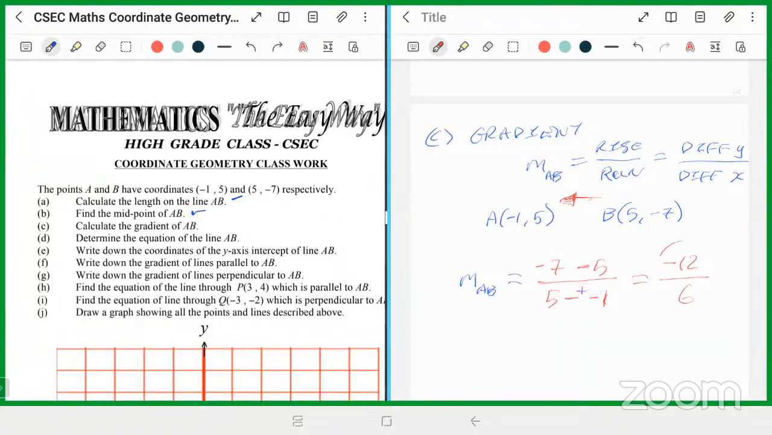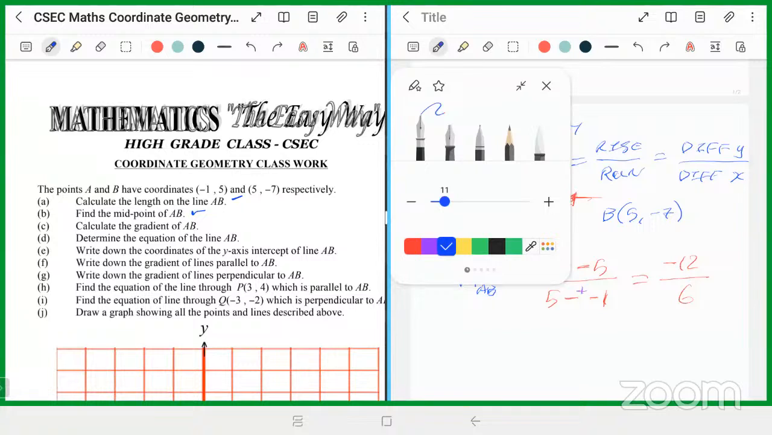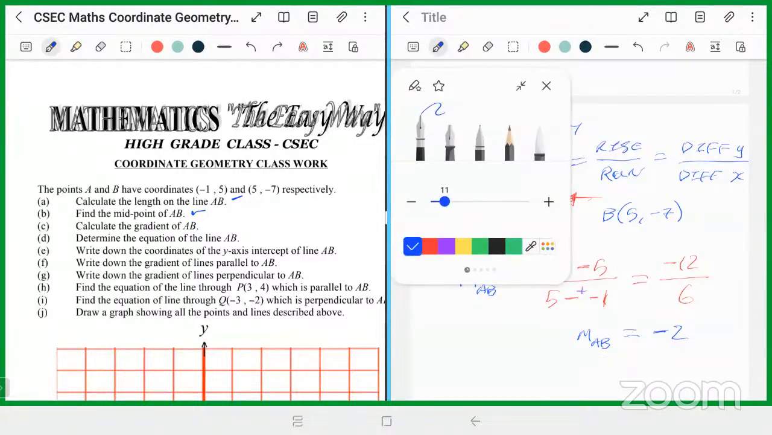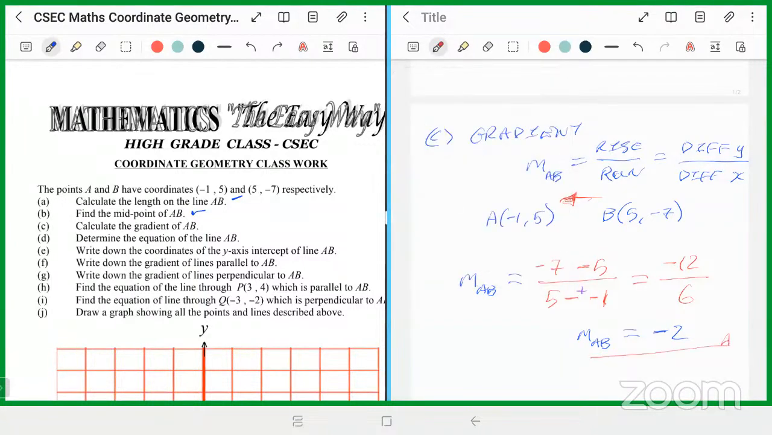Again, some persons were leaving that. This can be simplified because 12 divided by 6 is 2. And so the gradient of AB, if we do -12 divided by 6, 12 divided by 6 is 2, and so that's a -2. That's the gradient of AB. And that's our third answer right there. The gradient of AB is a -2. But good so far?